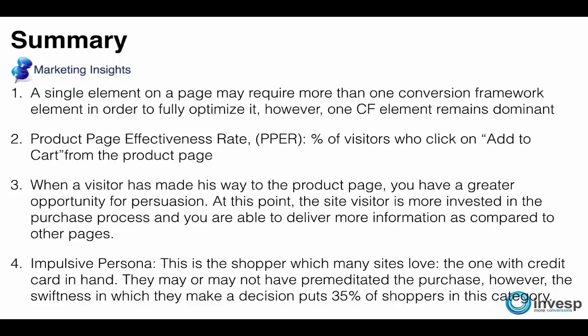The product page effectiveness rate, or PPER, is the percentage of visitors who click on add to cart from the product page. When a visitor has made their way to the product page, you have a greater opportunity for persuasion. So at this point, the site visitor is more invested in the purchase process and you're able to deliver more information as compared to other pages. And again, going back to the impulsive persona, there's a shopper that has a credit card in hand. They may or may not have premeditated the purchase. However, the swiftness in which they make the decision puts 35% of shoppers in this category.